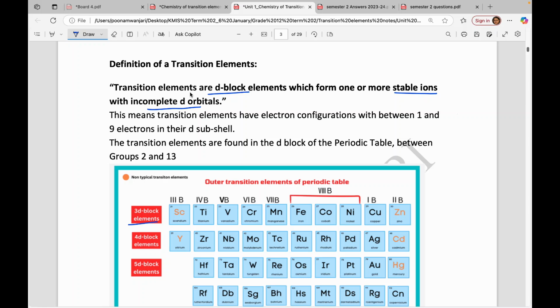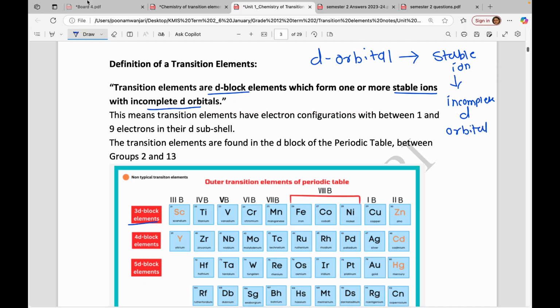So students, as we know, transition elements are d block elements because the last electron enters the d orbital, and when they form stable ions, they should have incomplete d orbital. So these are the keywords. Write down the definition as it is.